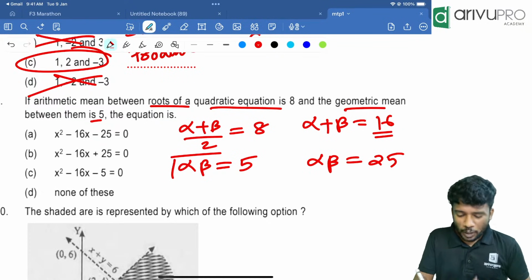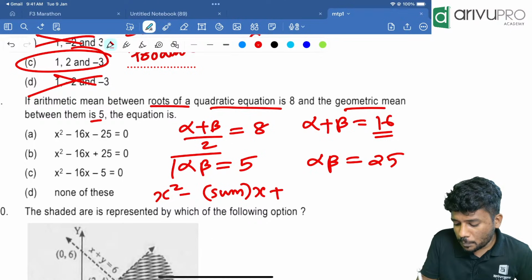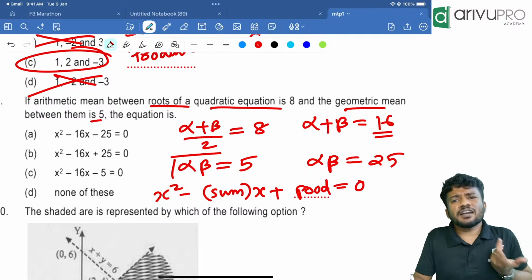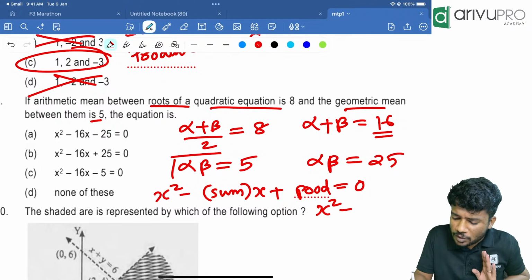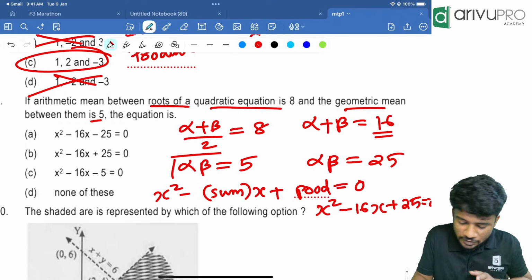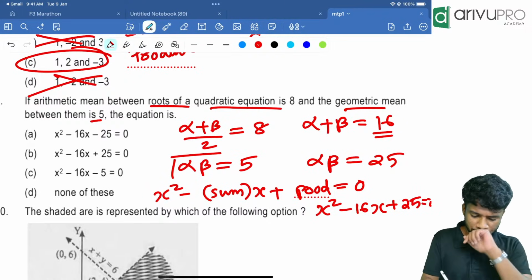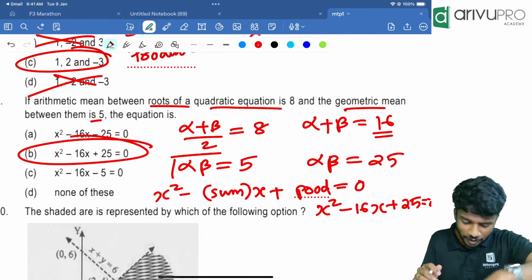So people, what is the general form? x square minus the sum of roots into x plus the product of the roots, which is equal to 0. It's our general form of a quadratic equation. Looking at that, the answer is x square minus sum, which is 16, x plus product, which is 25, equal to 0. Looking at that option, B is your right answer. I hope that you got it. Next one.